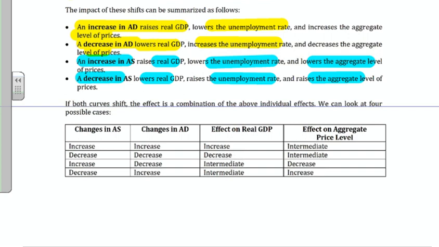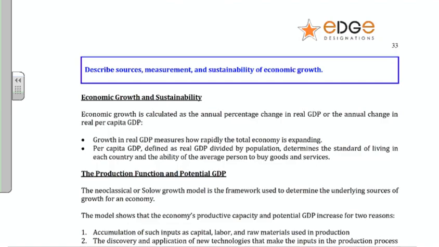If both curves shift, the effect is just a combination of the above. Let's have a look at one. If aggregate demand goes up and supply also goes up, GDP goes up, and price levels have an intermediate impact. So when are we going to get quite a nice increase in prices? If supply goes down, there's less available, and demand goes up, then of course prices will go up as well.